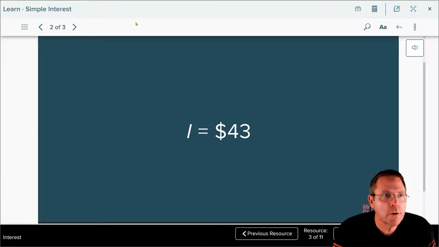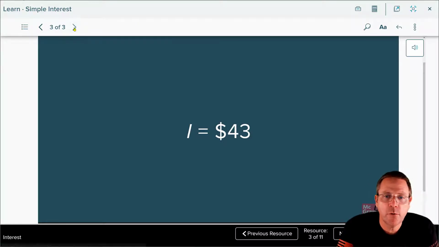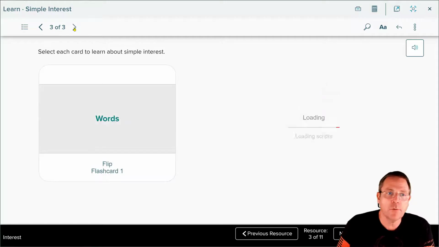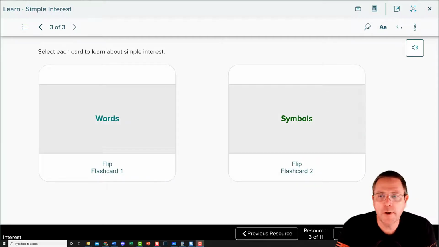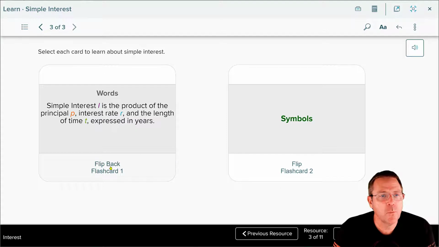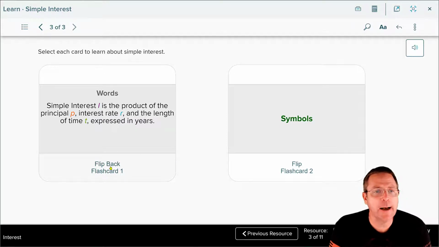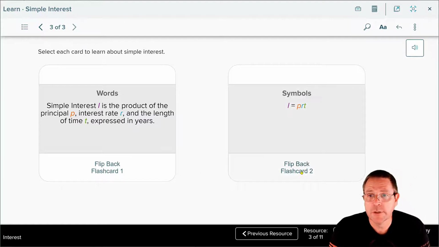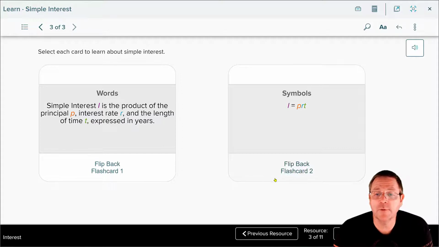Okay, well that did a good job of explaining the simple interest formula to us. Let's dig in and learn how to use it a little bit better on our own. We're going to start off looking at these flip cards. In words, simple interest I is the product of the principal P, the interest rate R, and the length of time T expressed in years. Using formulas, you have I equals PRT, otherwise known as interest is equal to principal times rate times time.